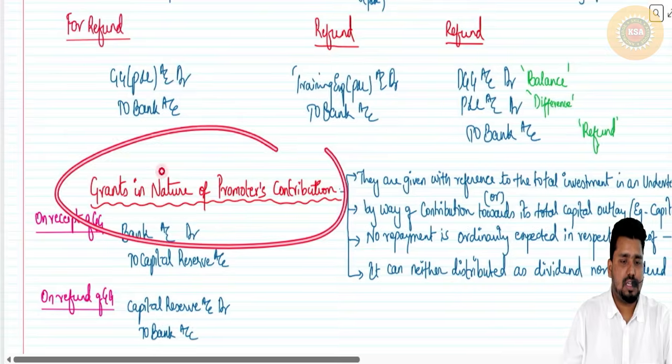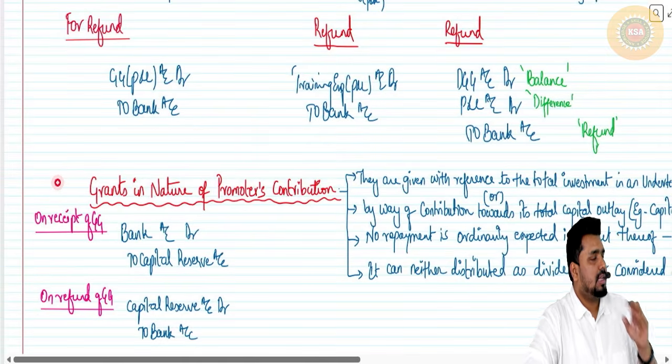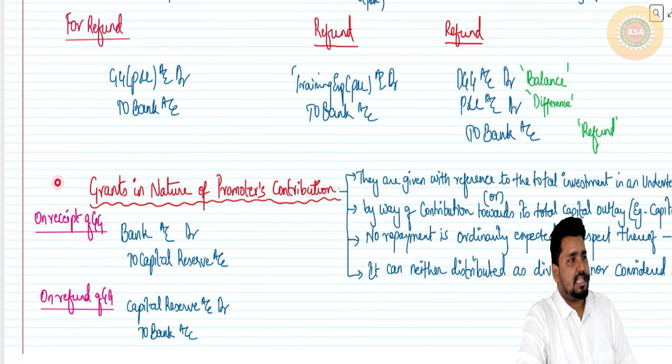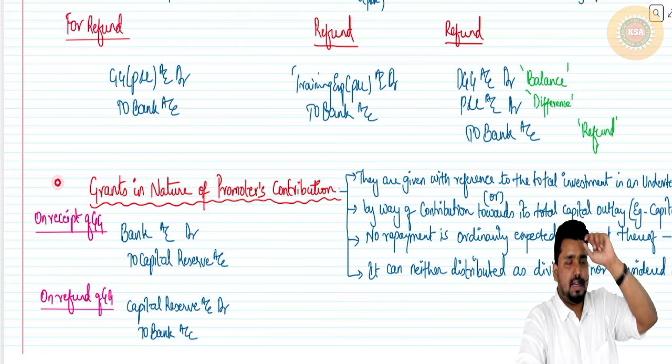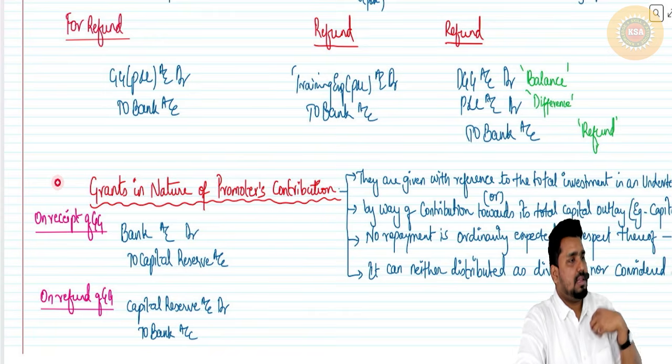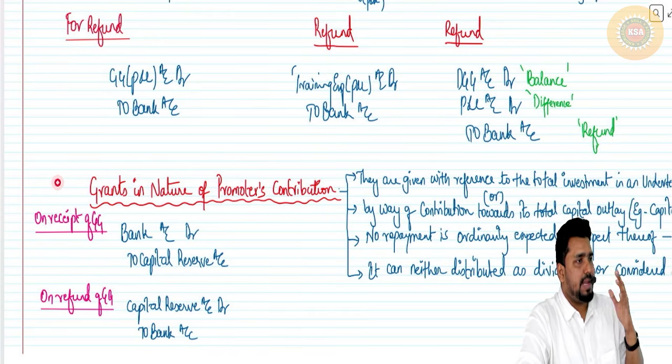Last one, promoters contribution. What contribution? Means you have done something, for which government is giving an amount. You would have invested so much investment, and I am giving as a part of that. Or out of total capital outlay, let this amount be my part of contribution.